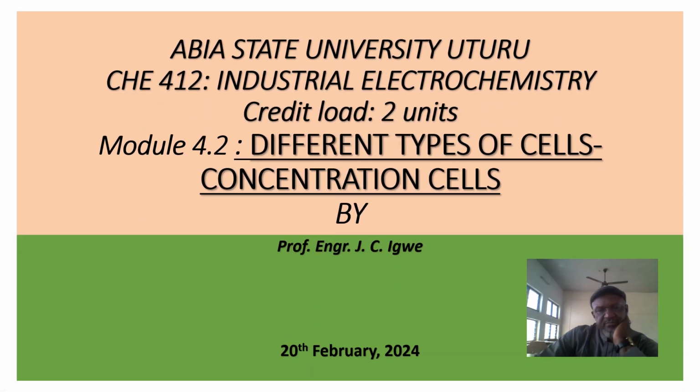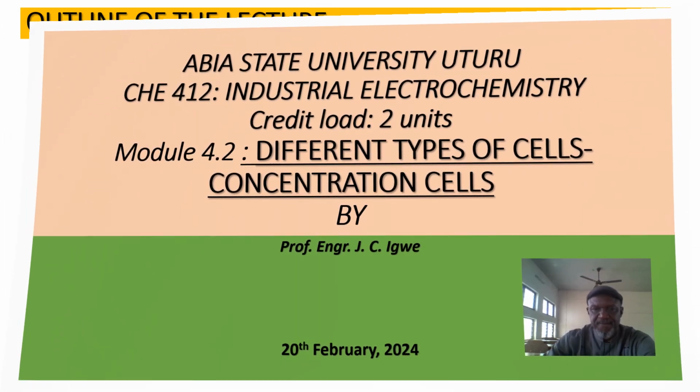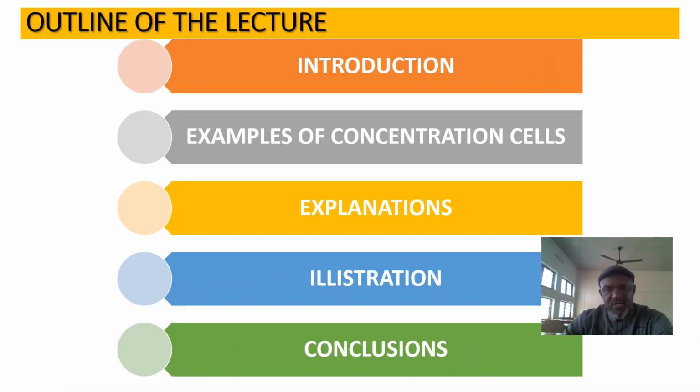All right, let's continue. This second part, we're looking at different types of cells again, but this time we're looking at concentration cells. First, we looked at galvanic or voltaic cells. So let's look at concentration cells. We look at the introduction, examples of concentration cells. We'll explain concentration cells, then illustration, and we'll conclude.